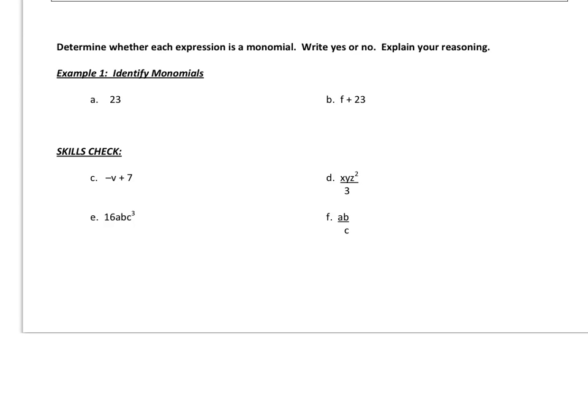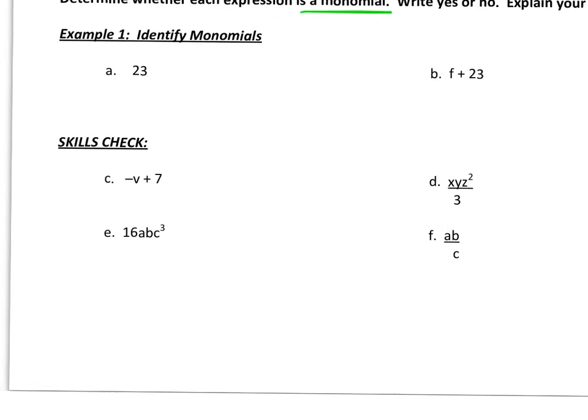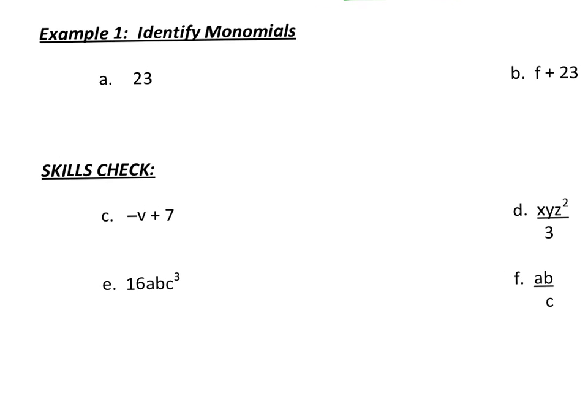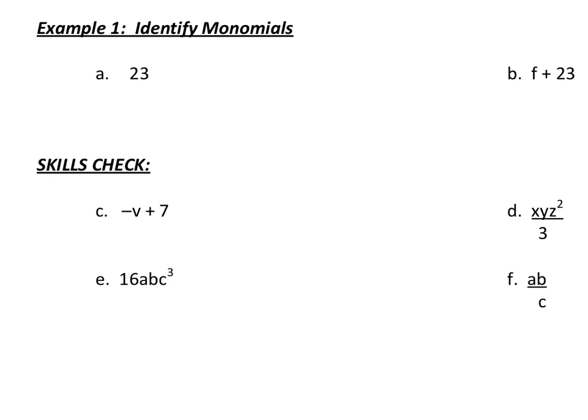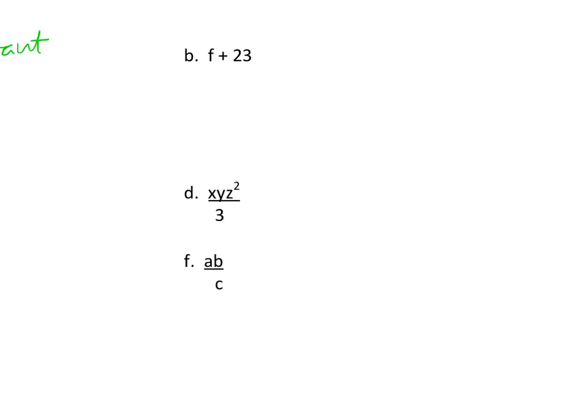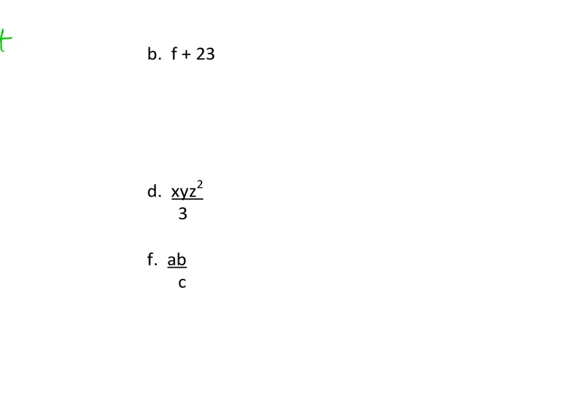Lesson 4.1, Video 2. Now we're going to determine if the expression is a monomial. We'll write yes or no and explain our reasoning. So our first one, 23, is yes. It's called a constant, so it works. Our next one, f plus 23, is no.